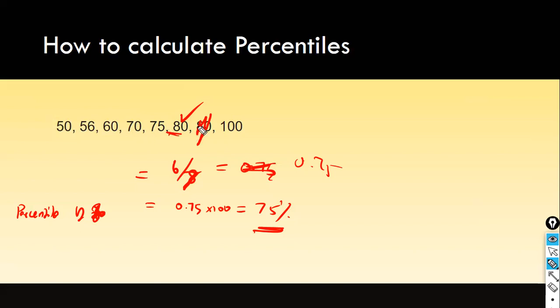We have some more examples. When I walk you through the examples further down, you'll be able to understand the purpose or advantage of using percentiles.